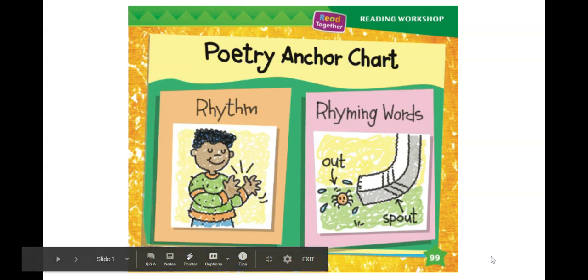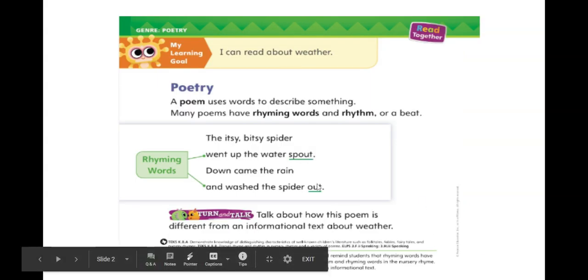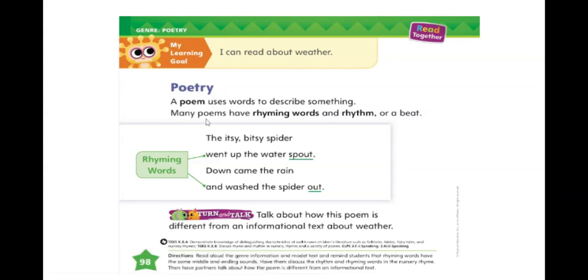So let's take a look at one example of poetry, and you can see it in your workbook. If you have your workbook, you can look at page 99. And it says here, a poem uses words to describe something. Many poems have rhyming words and rhythm or a beat.